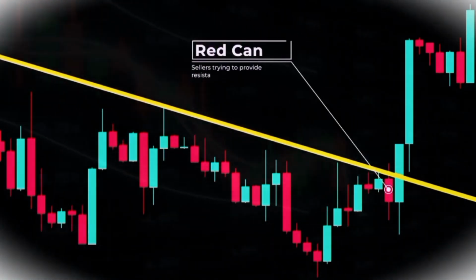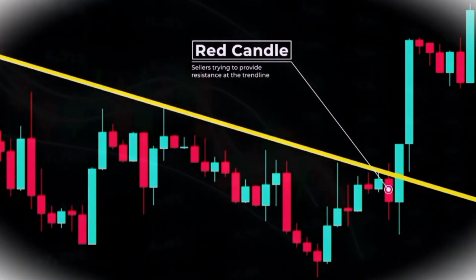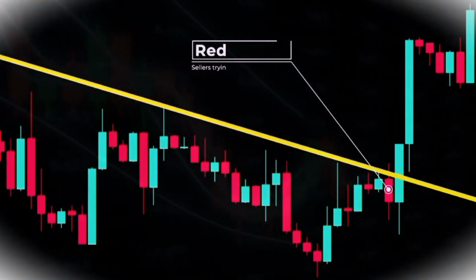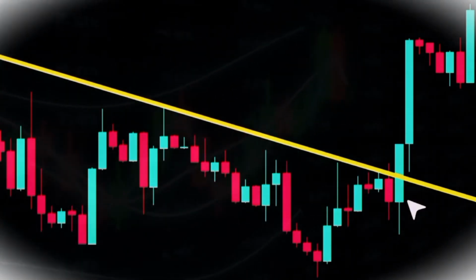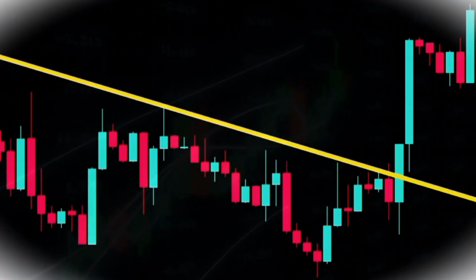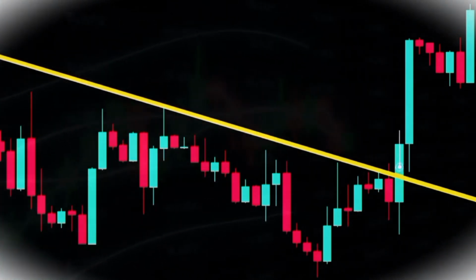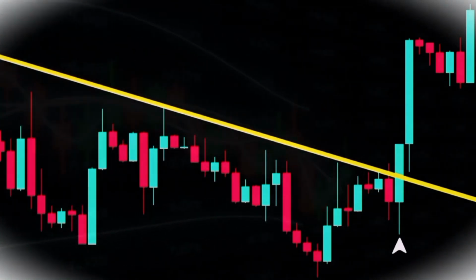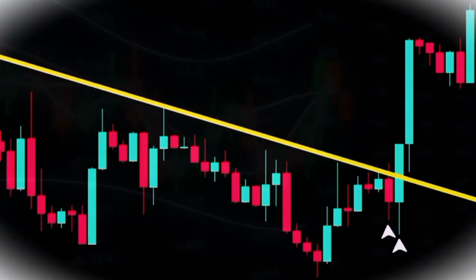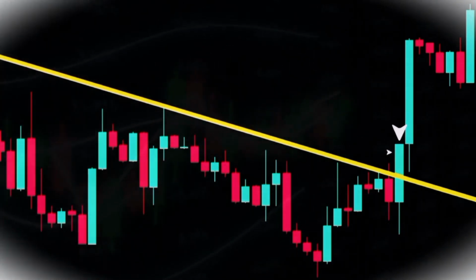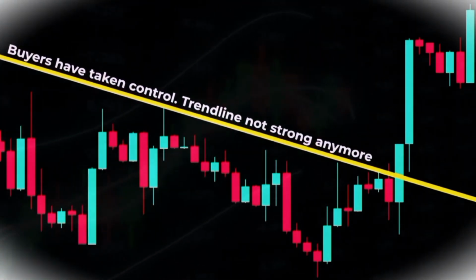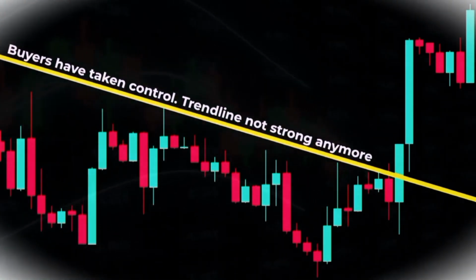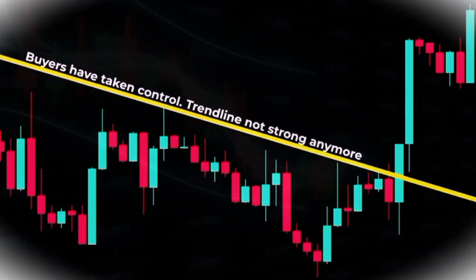This red candle indicates that the sellers were trying to provide resistance at the trend line. The candle is followed by a large green candle that completely engulfs the red candle. It's a bullish engulfing candle. The low of the green candle is lower than the red candle. The high is higher than the red candle. Again, a very strong indication that the buyers have taken control and the trend line is not strong anymore.